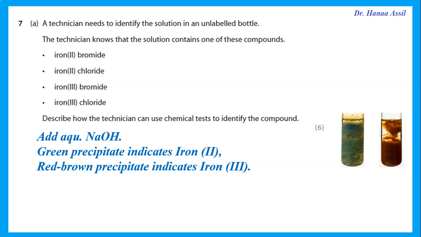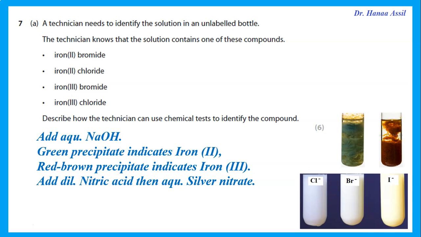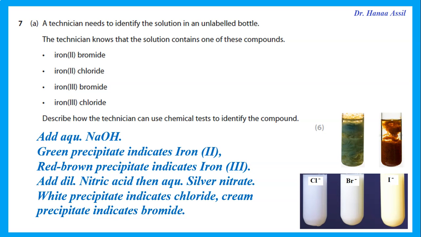So, once we've distinguished whether it's iron 2 or iron 3, now I need to know, is it iron 2 or 3, bromide or chloride? So, what is the test to distinguish between chloride and bromide? Remember, that is the test in which we say aqueous or dilute nitric acid and aqueous silver nitrate solution. What happens? Well, the choices I have here are chloride and bromide.